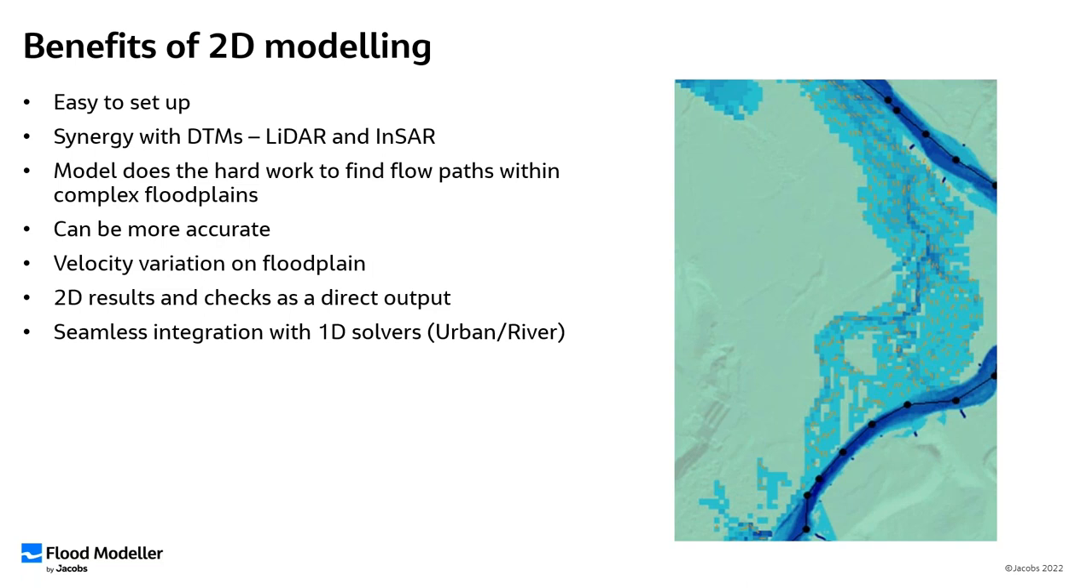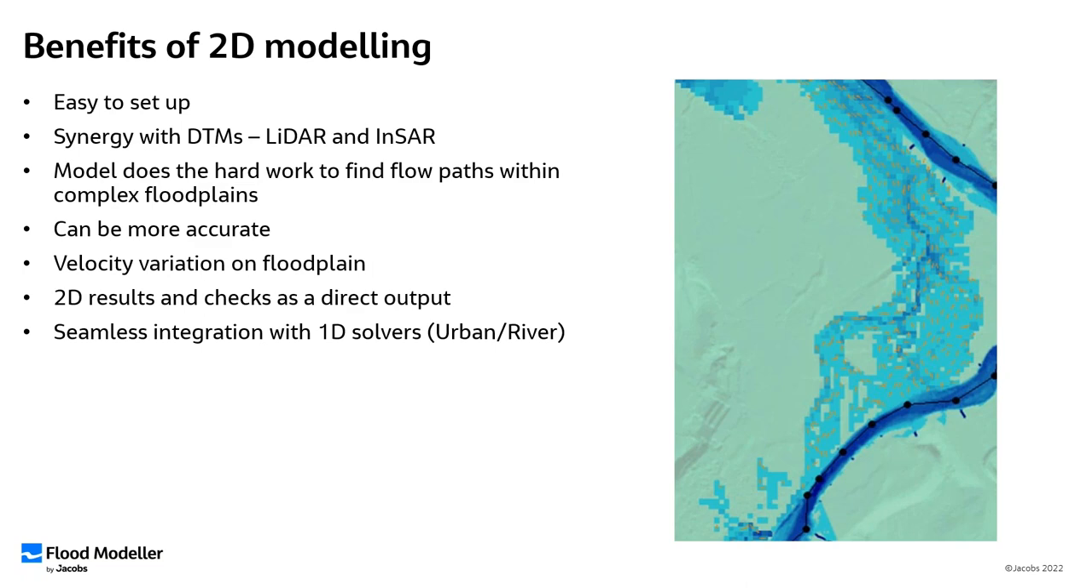And because you've got that extra dimension on your 2D in comparison to your 1D, it can be a bit more accurate, and you get that velocity and depth variation on the floodplain, your depth average velocity and spatially varying depth. And really handily as well, a common output of any kind of modeling in flood risk management in general, a key data set is your flood maps, your depths, velocities, water levels, things like that, and also your checks. So quality indicators for your model, and that's all directly output by Flood Modeler. So no real faffing around trying to post simulation process any kind of data.